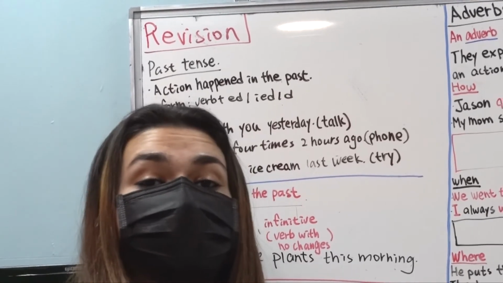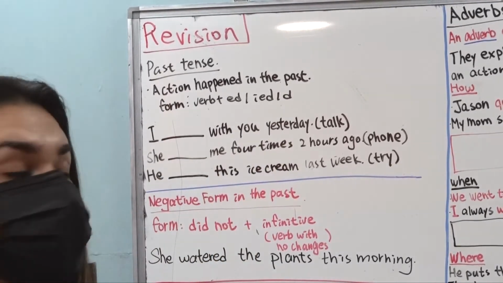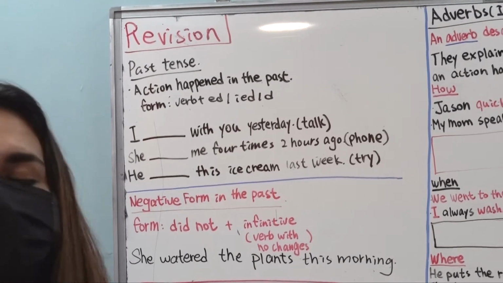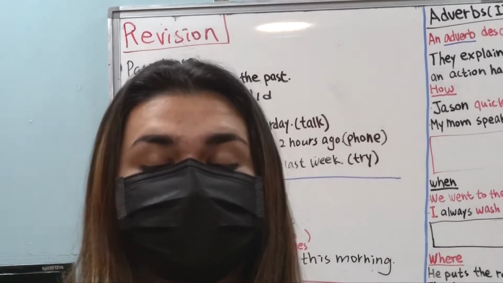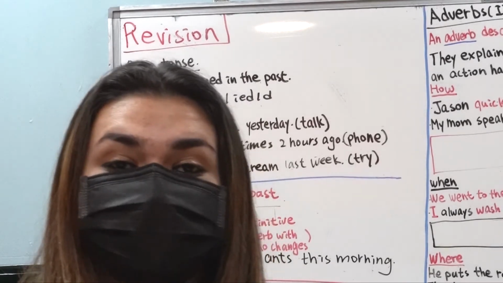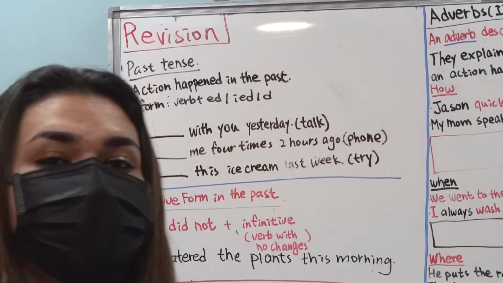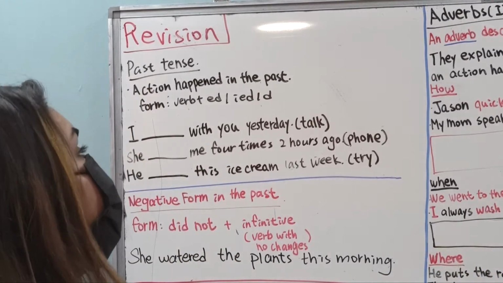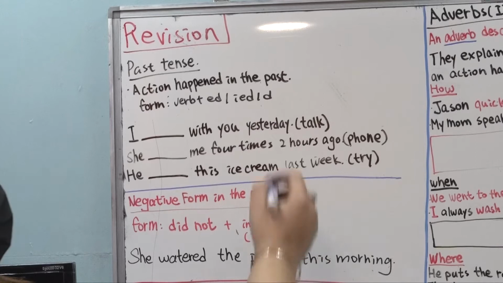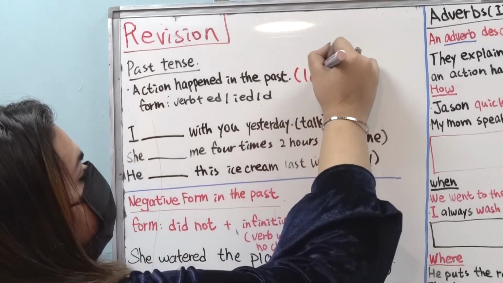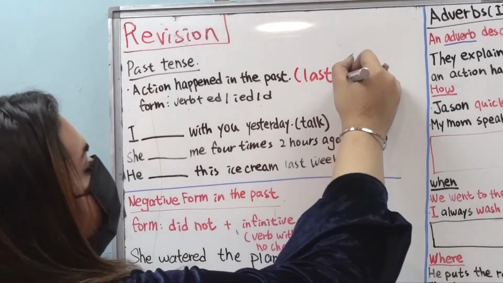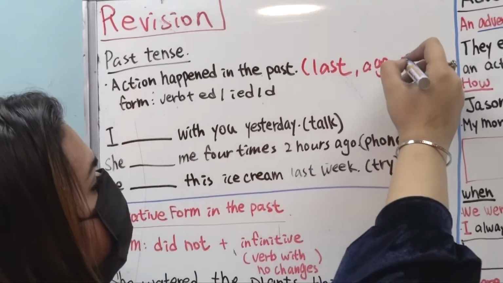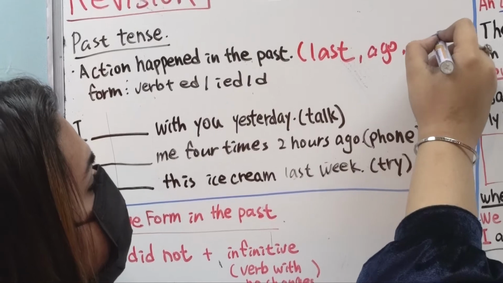Okay, so basically when do we use past tense? We use past tense when an action happens in the past, right? It's mostly with last, right? Ago, or yesterday, right? Remember that?